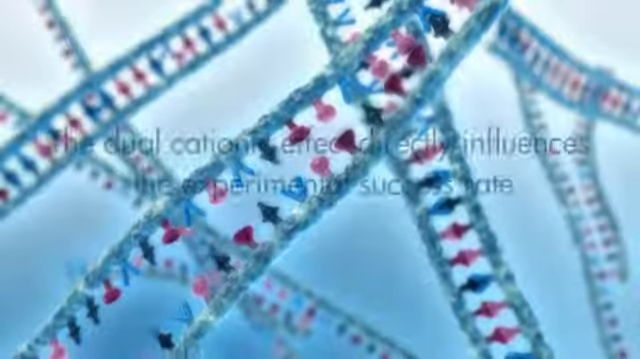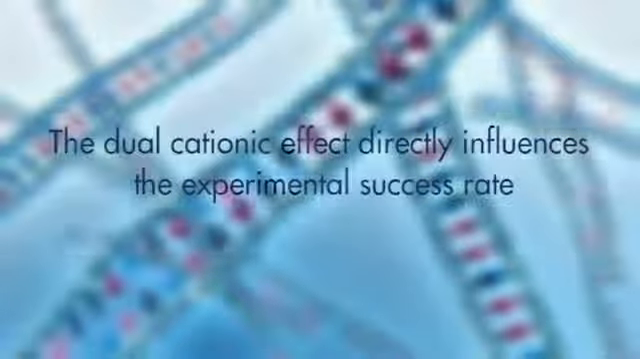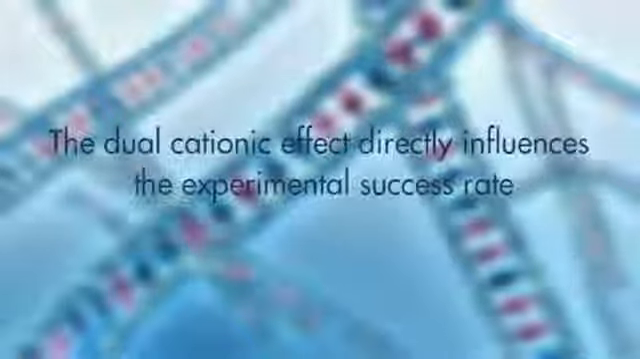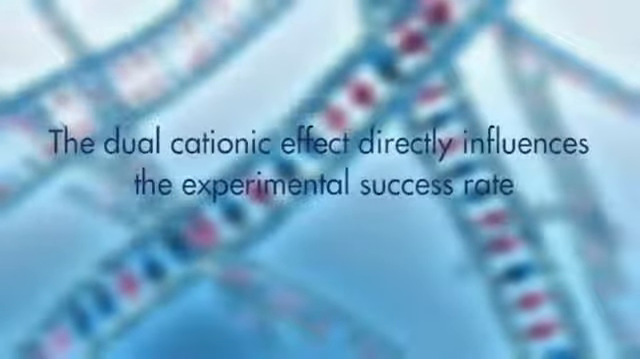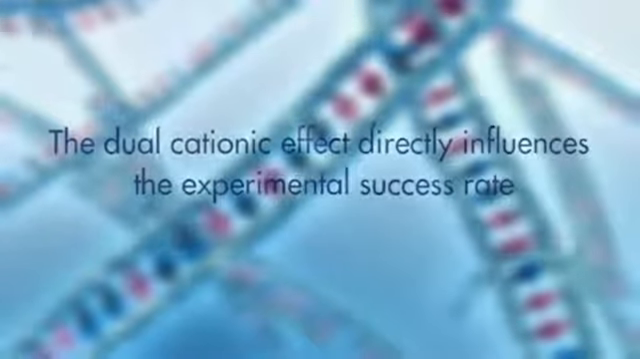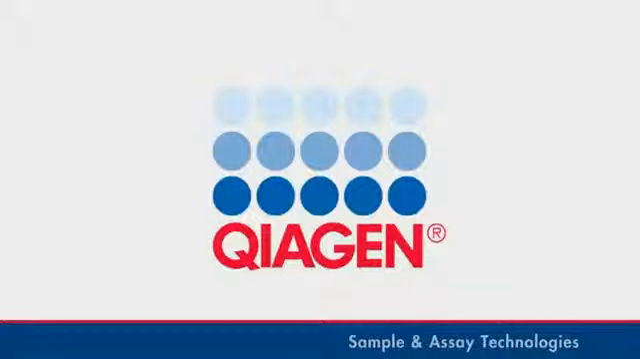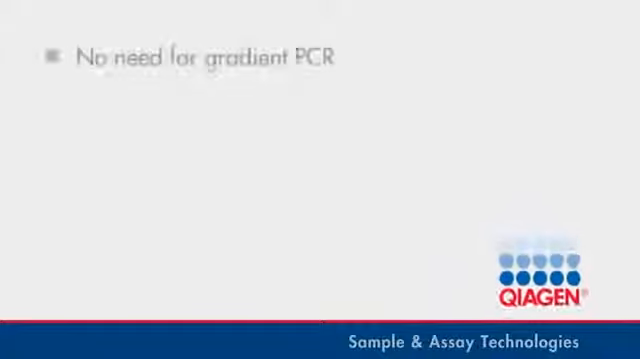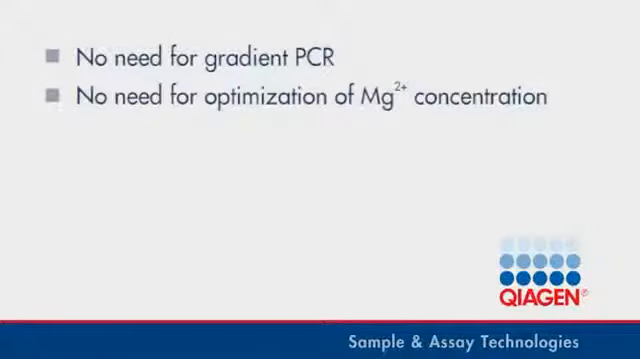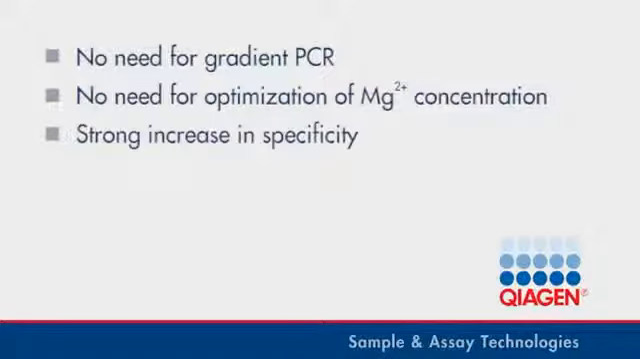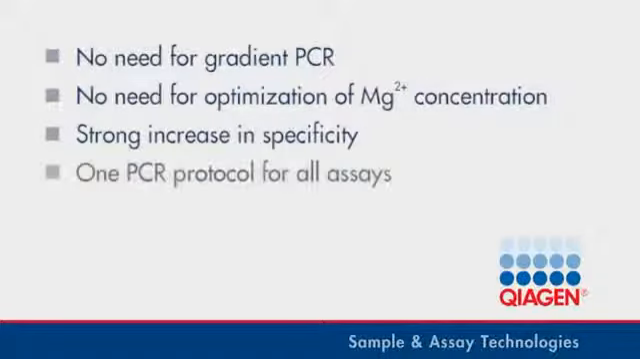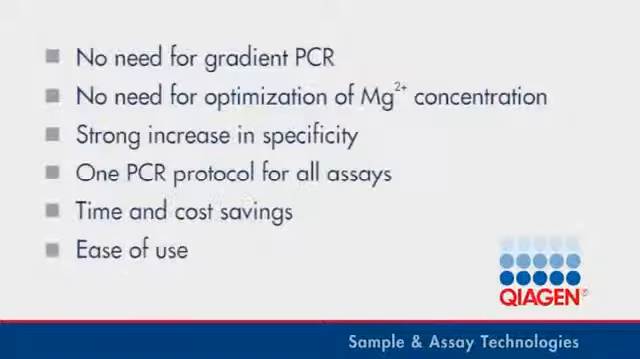The stabilizing, destabilizing effect of the dual cationic formulation of QIAGEN's PCR buffer system provides several unique advantages to researchers and increases their experimental success rate. This means no need for gradient PCR, no need for optimization of magnesium concentrations, a strong increase in specificity, one PCR protocol for all assays, time and cost savings, and ease of use.